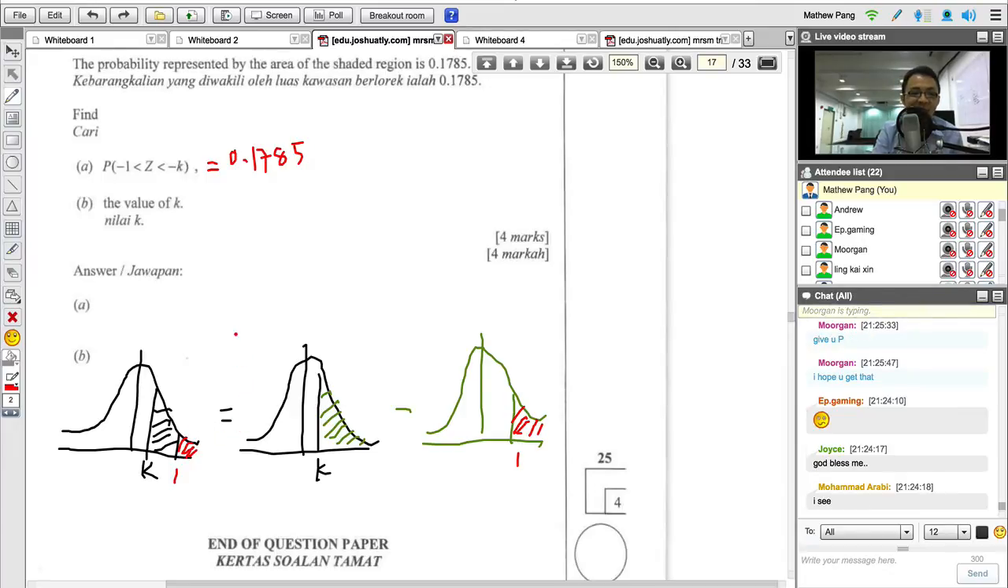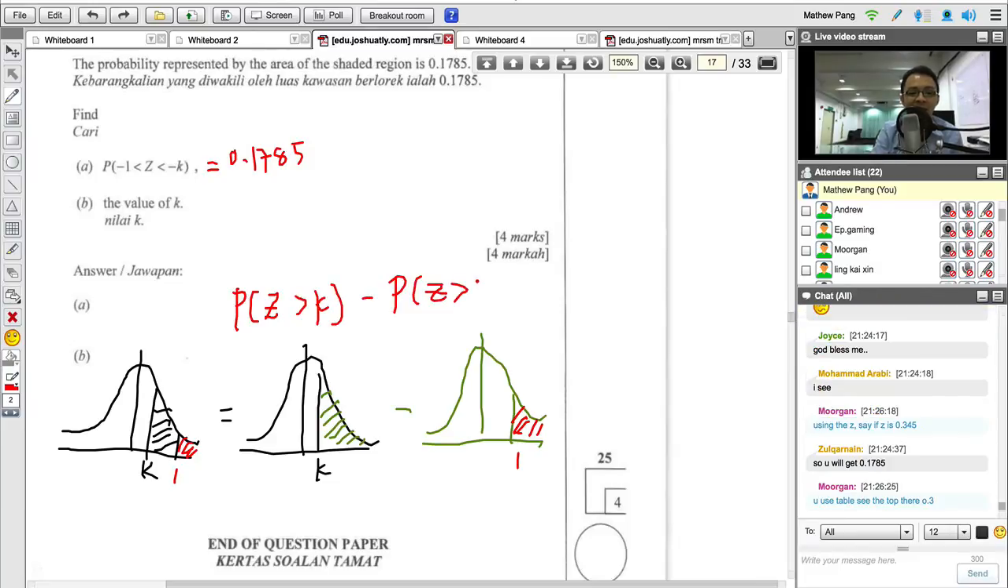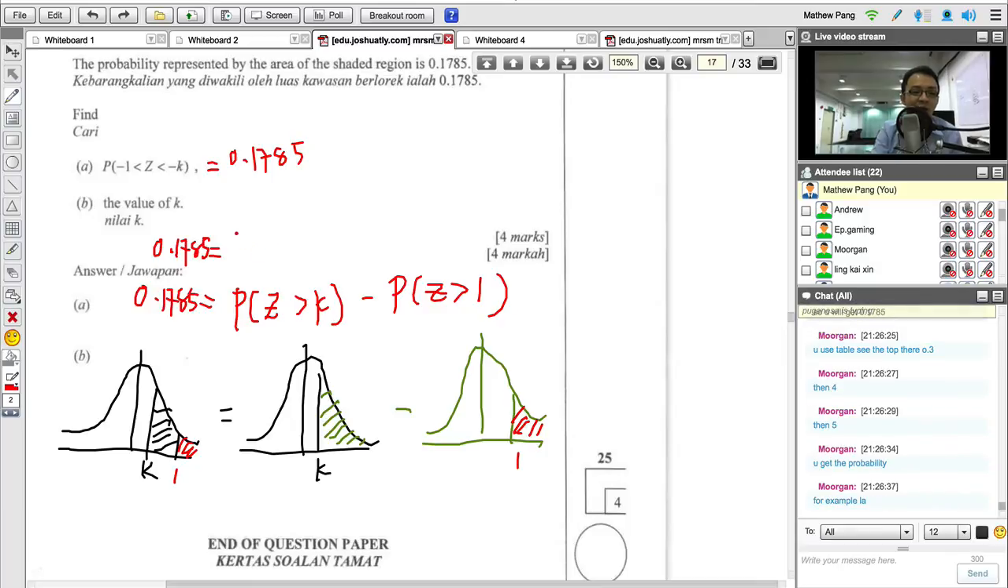So for this one, it is the probability z is bigger than k, minus the probability z is bigger than 1, to get the shaded region. Obviously, the probability z bigger than k equals 0.1785, which is given. For the probability z bigger than 1, I think you can find it in the probability table. Anyone have the z value table here? Can you tell me what is the probability for z bigger than 1?